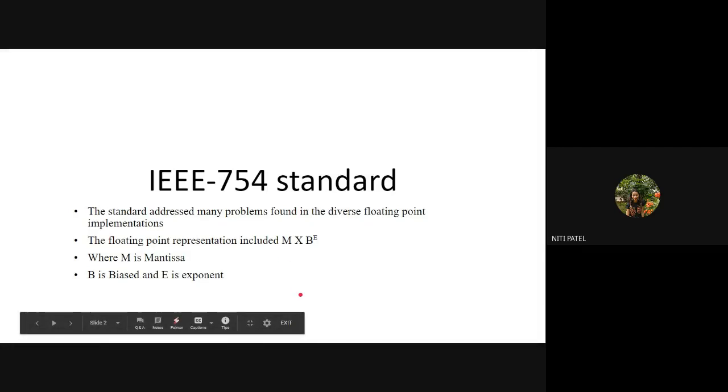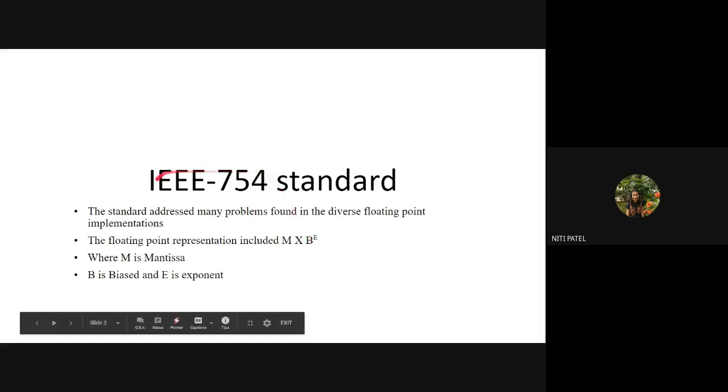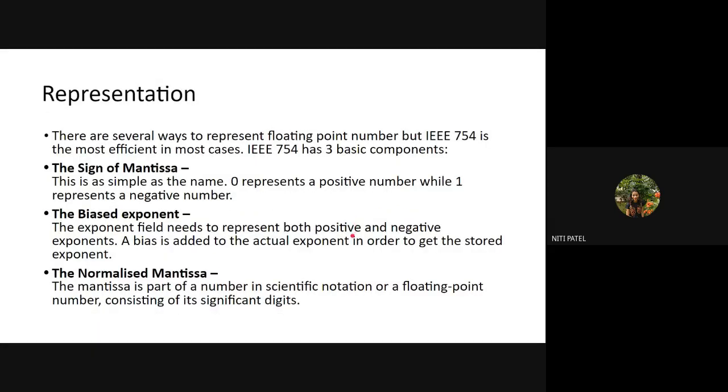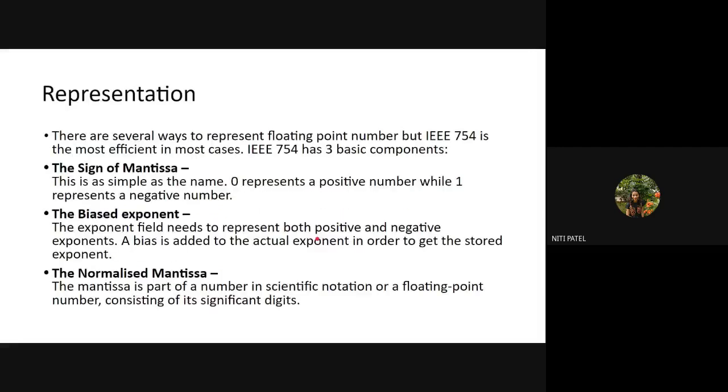So to avoid that problem or those difficulties, we started using this IEEE 754 standard. Now what does this IEEE 754 standard say? That it is represented by using three components. Here also we have three components, that is mantissa, bias and exponent. Here in IEEE also we'll be having three components. Which are those three components?